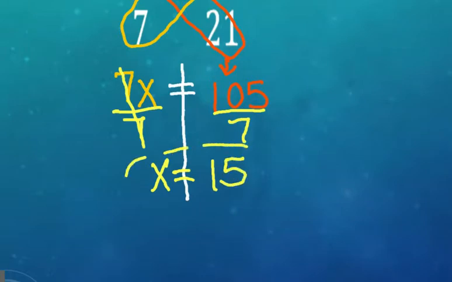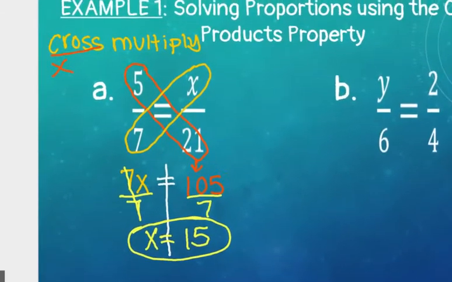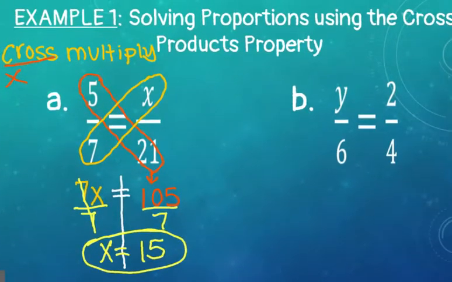What this answer means is that if we were to take it and put it in our original proportion up here, 5 over 7 equals x over 21, if we were to take that x and instead change that to a 15, it would make that statement true.